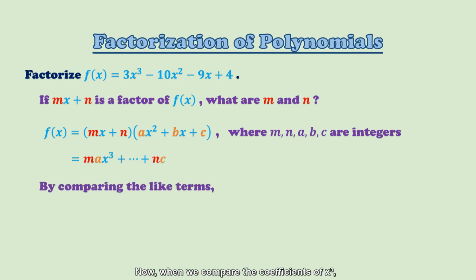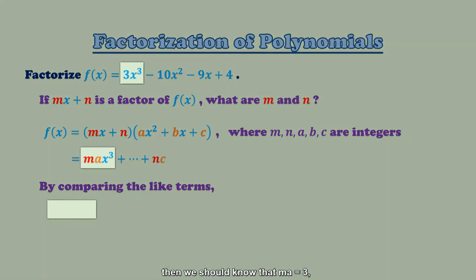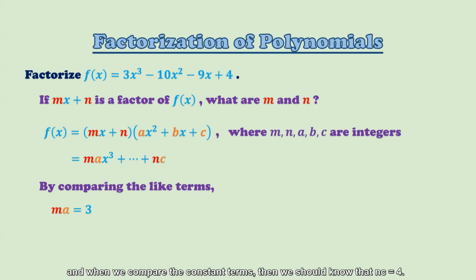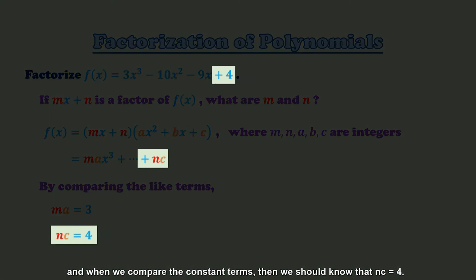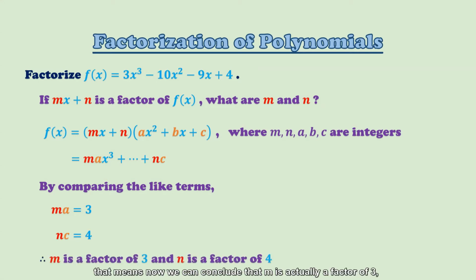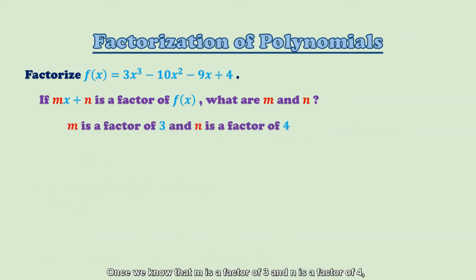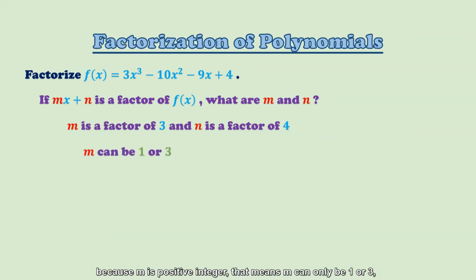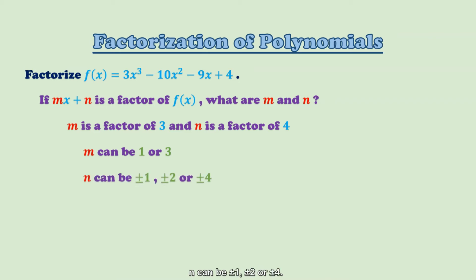Now when we compare the coefficients of x to the power 3, then we should know that ma is equal to 3. And when we compare the constant terms, then we should know that nc is equal to 4. Because m, n, a, b, c are integers, that means now we can conclude that m is actually a factor of 3 and n is a factor of 4. Because m is a positive integer, m can only be 1 or 3. And because n can be a positive integer or a negative integer, n can be plus or minus 1, plus or minus 2, or plus or minus 4.